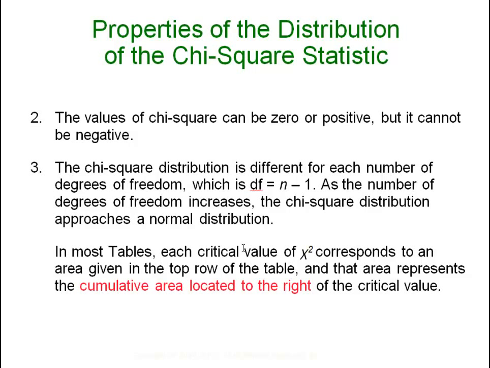And then if you want to look up critical values of chi-square in tables, they usually give you cumulative area located to the right of the critical value, which is different from most z tables, which give you cumulative area located to the left. So that can be very confusing as well.